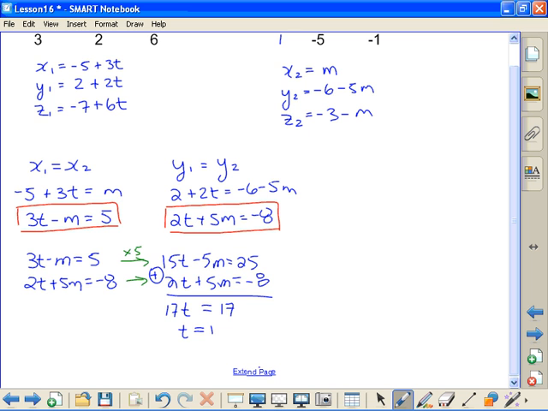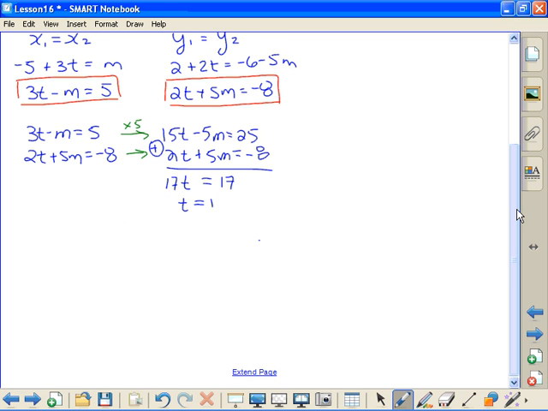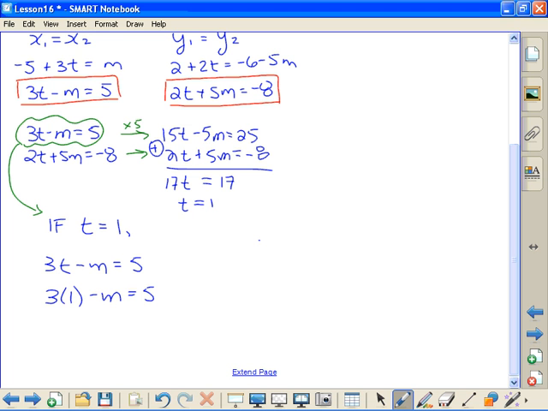So you have to continue using one of the equations from above. I'm going to use this equation here to find m. So if t equals 1, then 3t minus m equals 5, so 3 minus m equals 5. Doing this in a ton of steps apparently. Anyway, you get m equals -2. All right. So according to this, right now, it says that the lines cross because we found a value for m and we found a value for t.